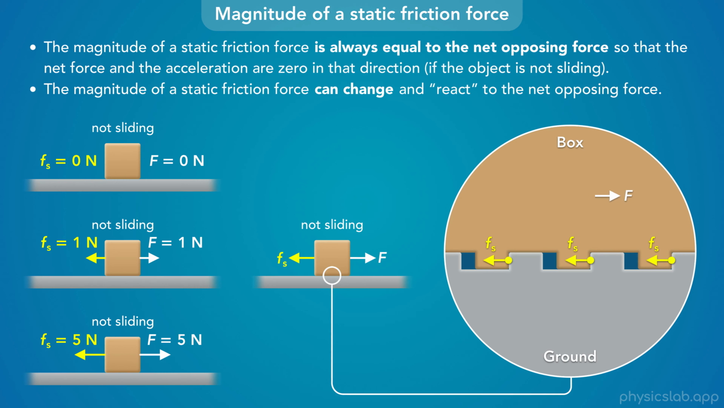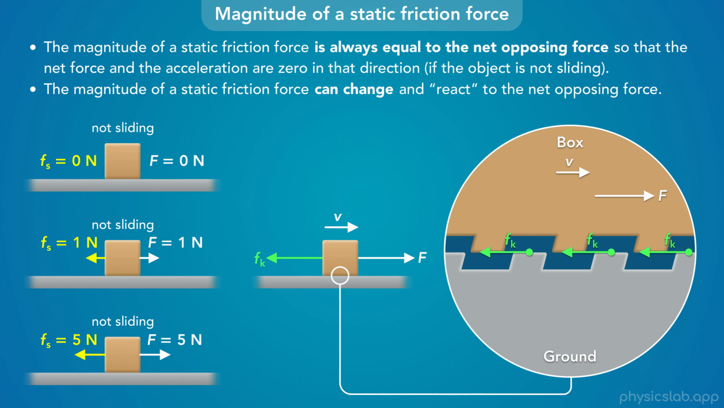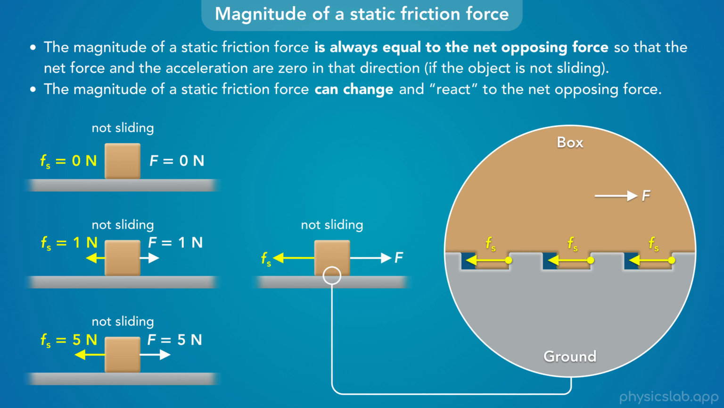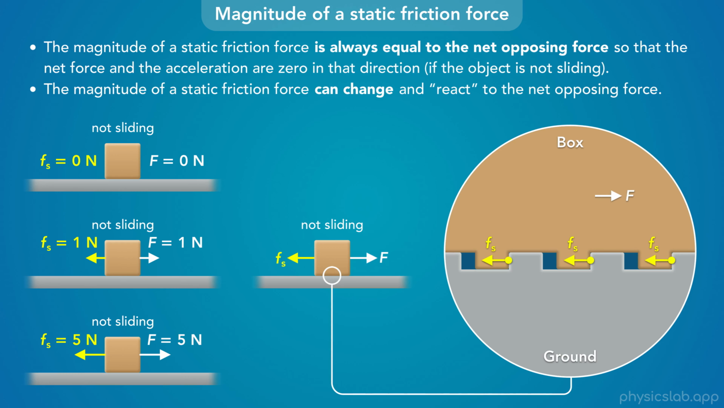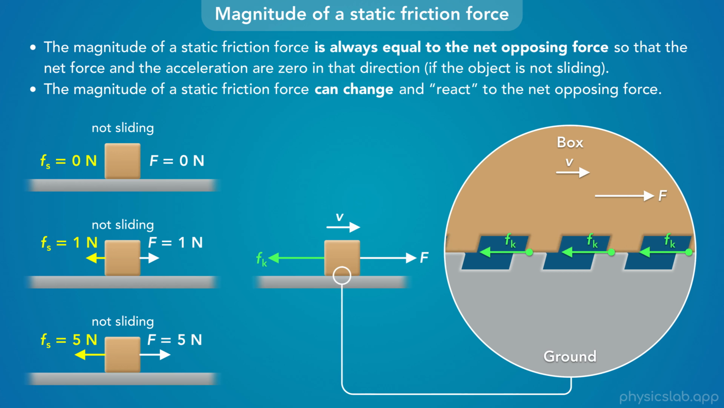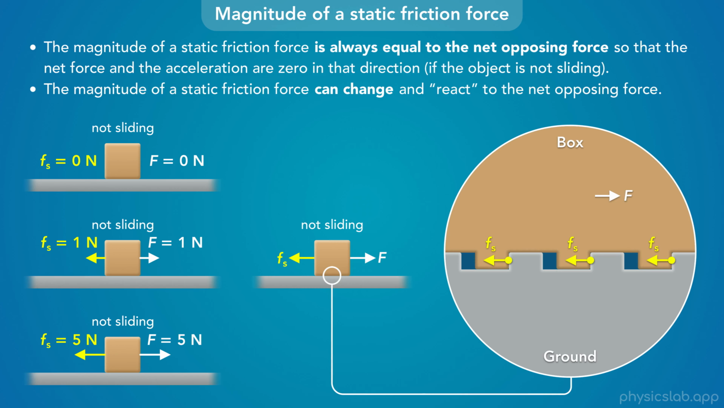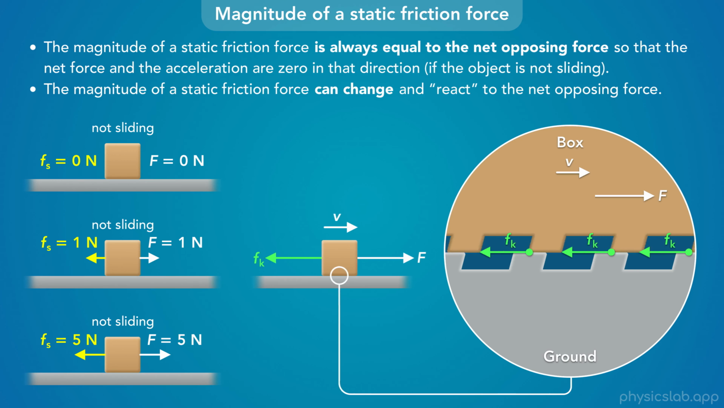But what happens if we keep increasing that pulling force? Eventually, the ground won't be able to hold on to the box, and the box will start sliding. When that happens, the friction transitions from static friction to kinetic friction. The surface of the ground can only provide so much static friction force before the opposing force overcomes it and the box starts to slide. This is a simplification, but we can imagine the bumps on the box and the ground eventually start to break or deform, and the ground can no longer prevent the box from sliding.